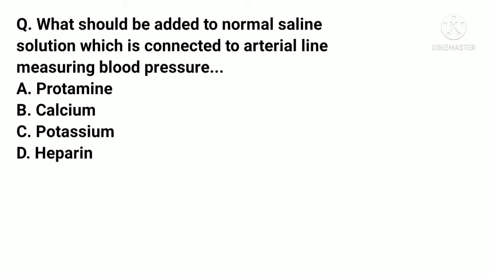What should be added to normal saline solution which is connected to an arterial line measuring blood pressure? A. Protamine. B. Calcium. C. Potassium. D. Heparin. And the right answer is D. Heparin.